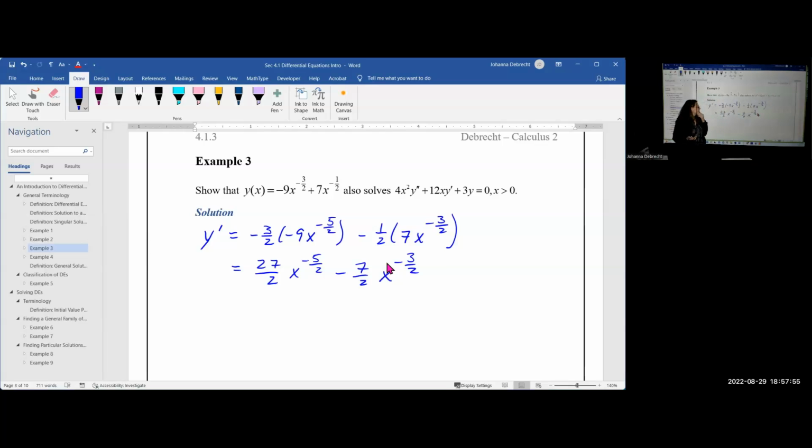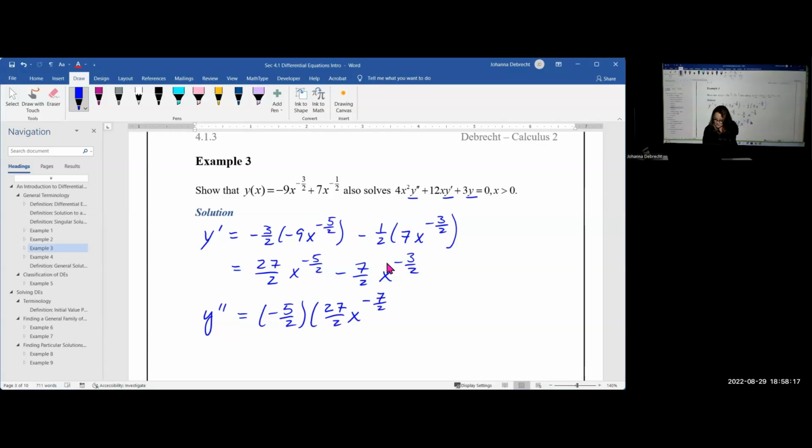So the next thing we need to do is find y double prime. So far, I know what y is. I just found y prime, and now I need to find y double prime. So I'm going to take the second derivative of what I just found, which is going to give me a -5/2 times 27/2, and then reduce the power again.